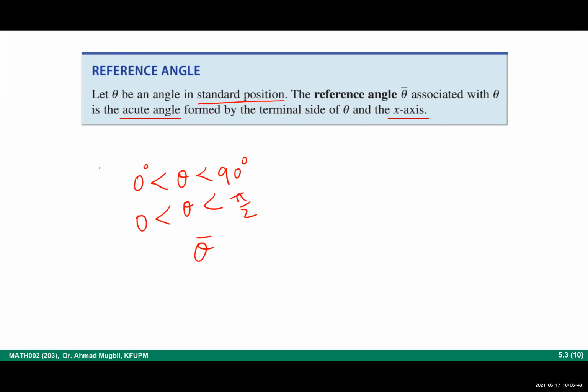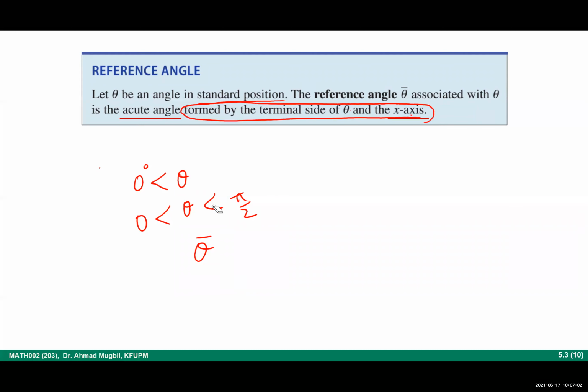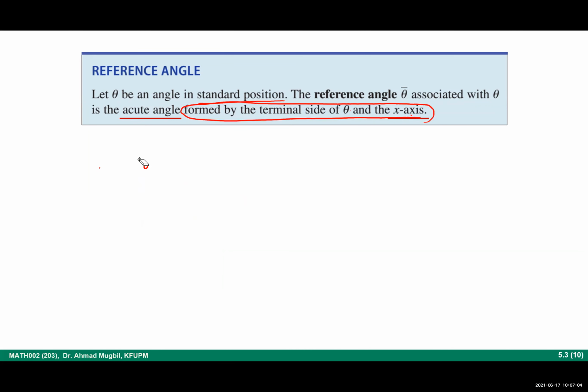It is the acute angle formed by the terminal side of theta and the x-axis, and this is also very important. It is between the terminal side and the x-axis, not the y-axis. Be careful. So now let's try to use this definition to evaluate it.